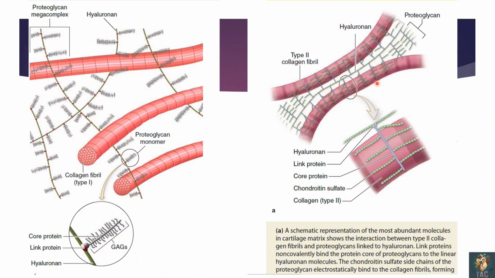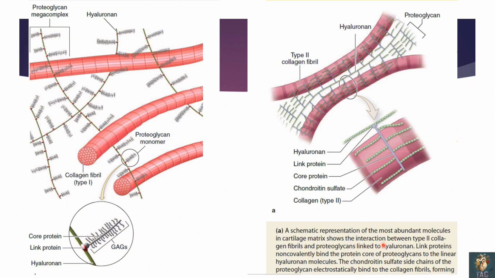So how are they connected to each other? Look at this diagram. In this you can see the hyaluronan, then the linker protein to which the core protein is attached, and to this core protein you can see the GAGs are attached. In the background, in the dark pink color, are the collagen type 2 fibers. So this is a schematic representation of the most abundant molecules in the cartilage matrix.